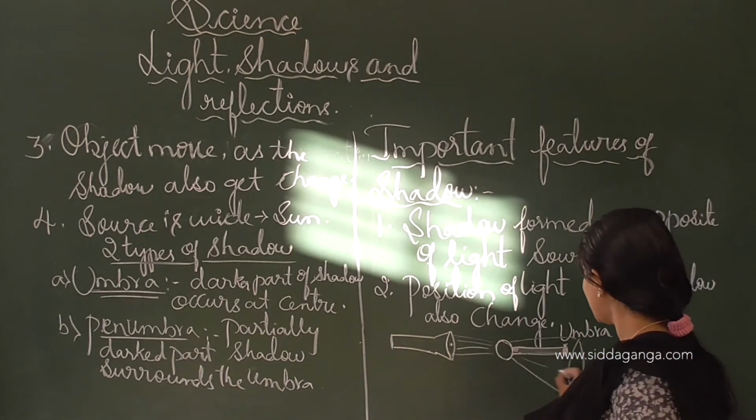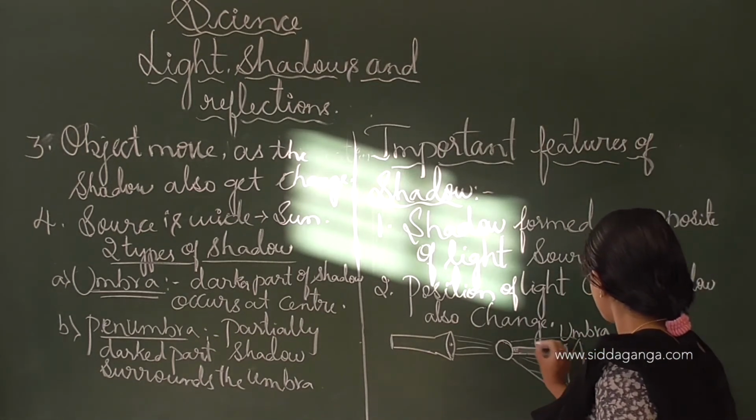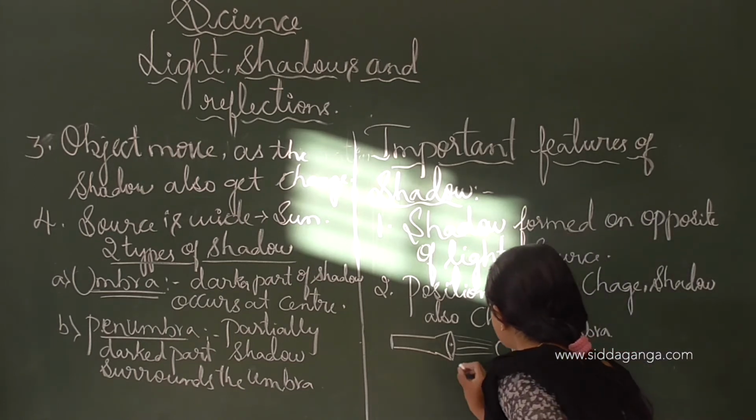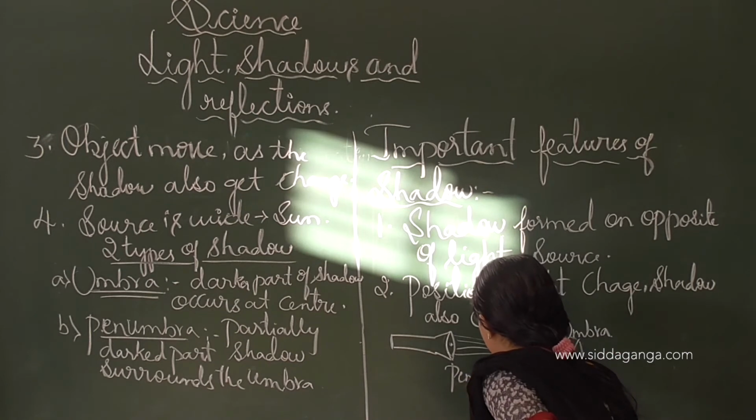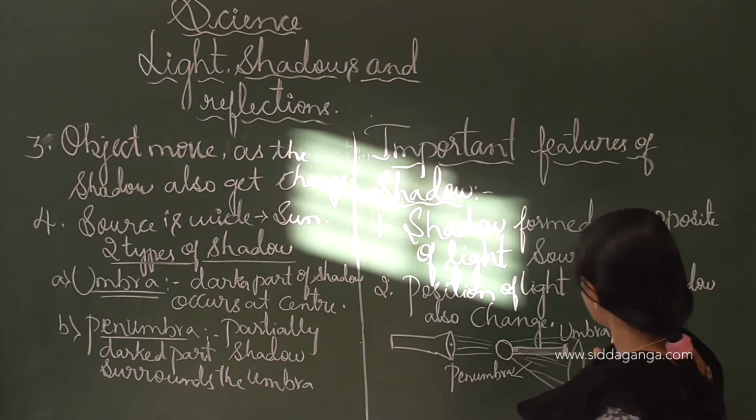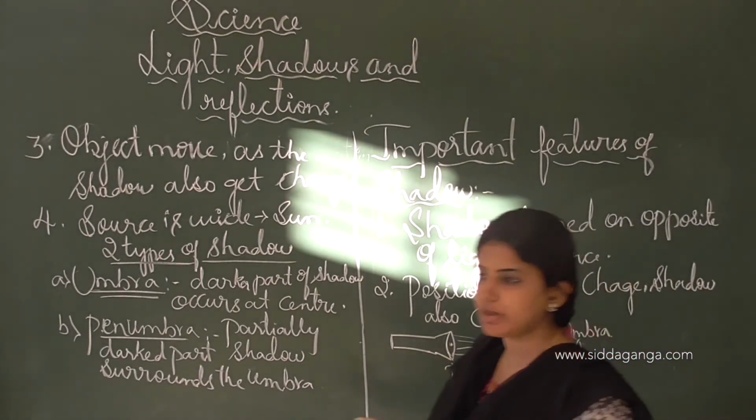the partially darker part of a shadow, surrounds this umbra stage and is called the penumbra stage. See, the partially darker part is called the penumbra stage. See, this is the difference between the umbra as well as the penumbra stage.